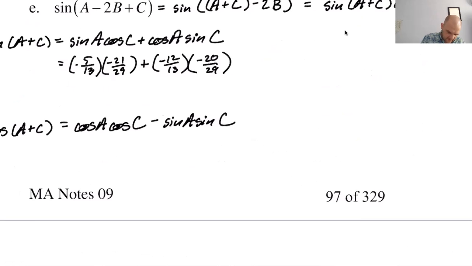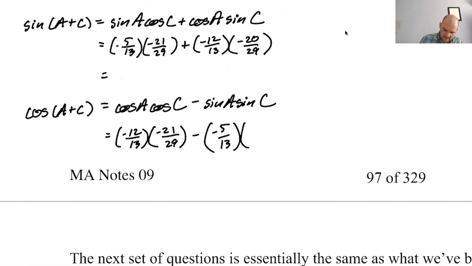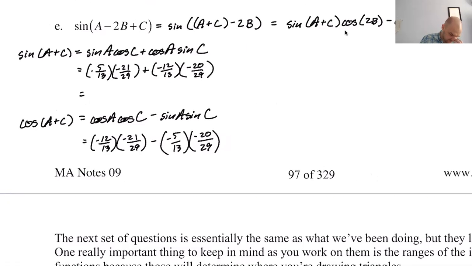And then we can rearrange it for this one. So the cosine of a is negative 12 over 13. The cosine of c is negative 21 over 29, minus the sine of a is negative 5 over 13, and the sine of c is negative 20 over 29. What are you doing, man? All right, we'll use a calculator to get that.